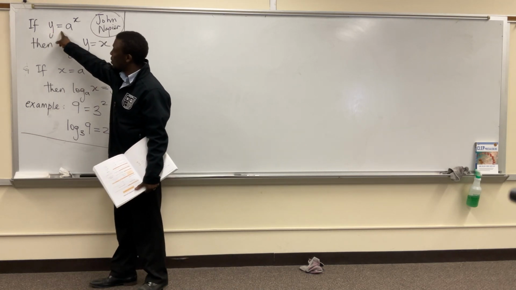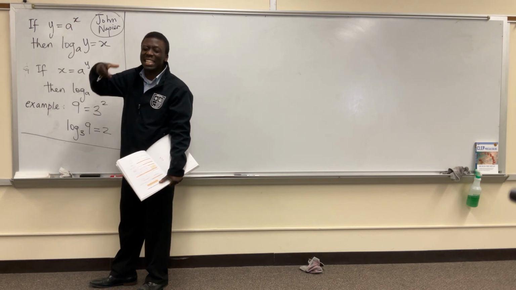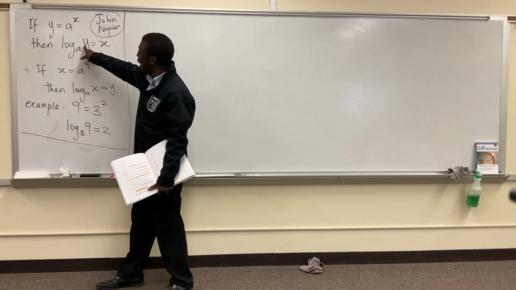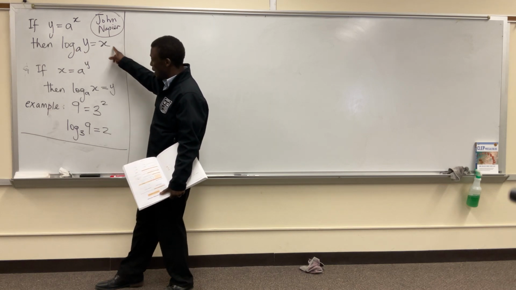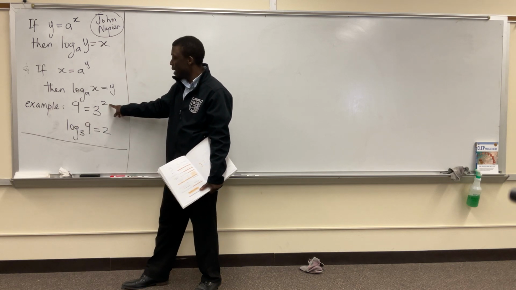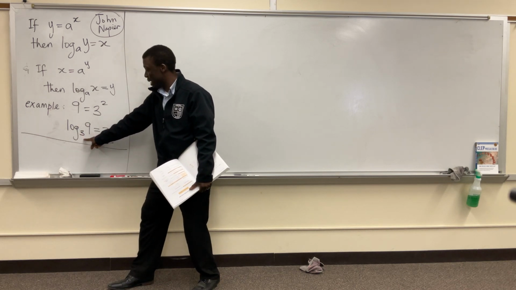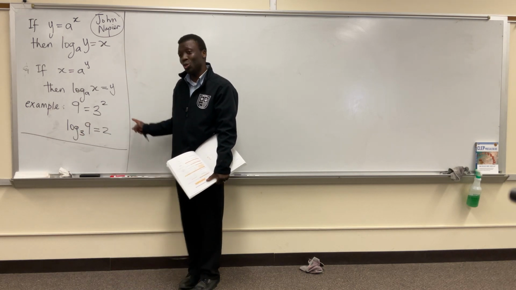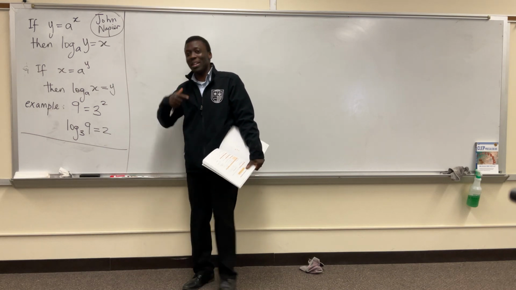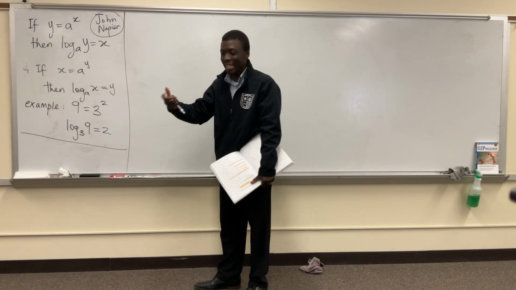If y is equal to a to the power x, this is like in an exponential form, then the log base a of y is x. Now, let's use this example to bring it back. If 9 is 3 squared, that means log base 3 of 9 is 2. That's the way you would say it. Now, this might sound like Greek, but as we use it, it will become more and more like English.